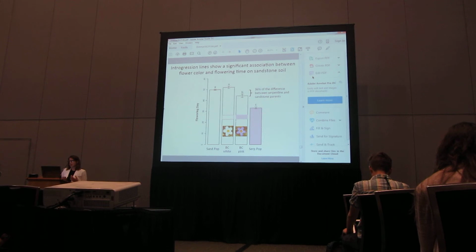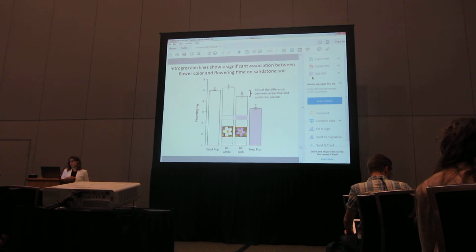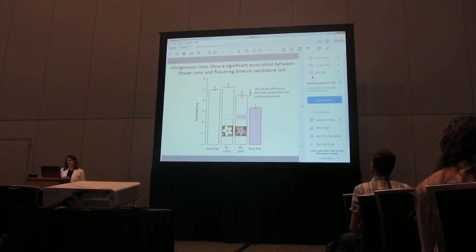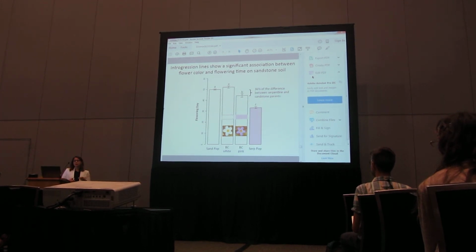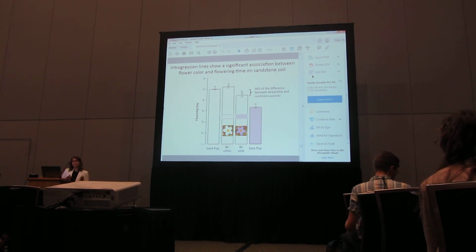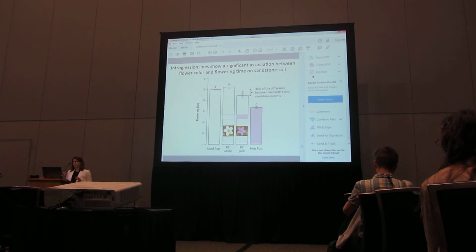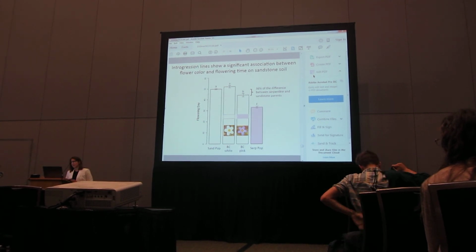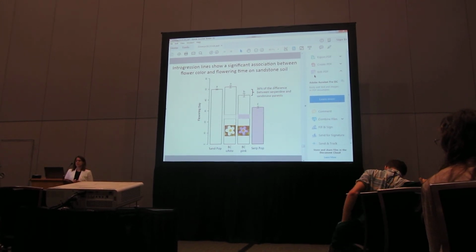Here I'm showing flowering time, and I have the flowering time of the sandstone population, the flowering time of the serpentine population, and then these back cross lines that basically differ only at one locus, only at the flower color locus. And I had two independent genotypes of these lines. It's really interesting that I see a significant difference in flowering time between pink morphs and white morphs, even though they only differ at that one genomic location. And that difference represents 36% of the difference between the serpentine and sandstone parents.